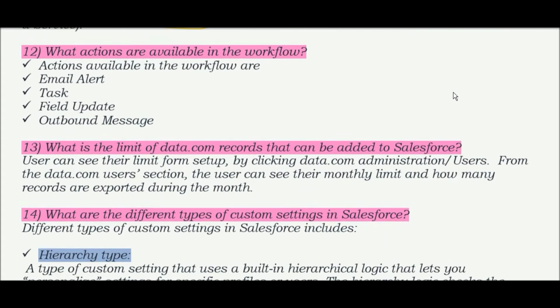Next question. What actions are available in the workflow? Answer. Actions available in the workflow are: first, email alert; second, task; third, field update; and fourth, outbound message.